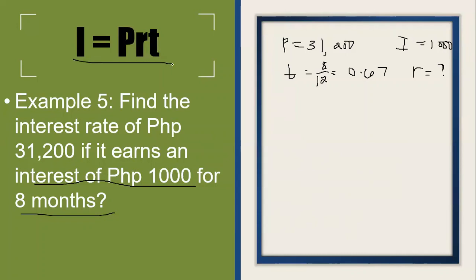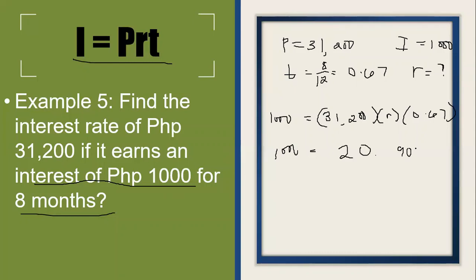Same formula po, I is equal to P multiplied to R multiplied to T. So substitute po natin, I natin is 1,000. Our P is 31,200. Multiply po natin with our R. So wala po, R yan. And then time in years po natin is 0.67. So 1,000, 31,200 multiplied po natin sa 0.67. So we have 20,904.